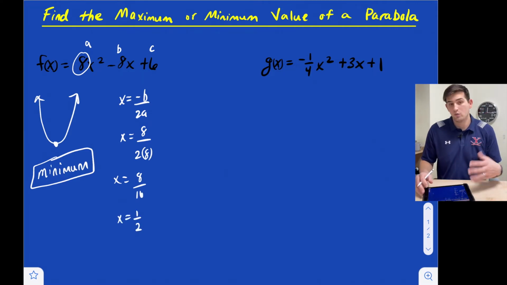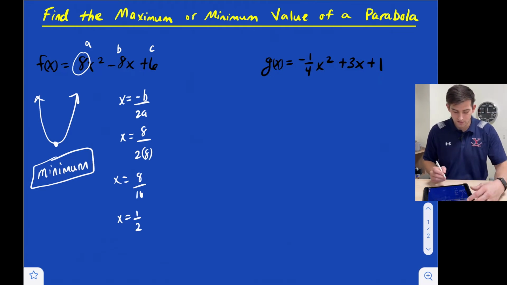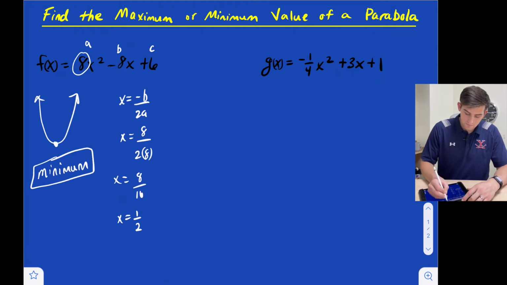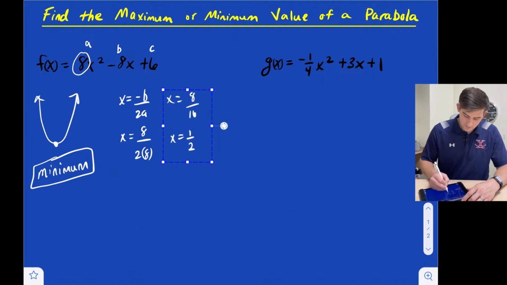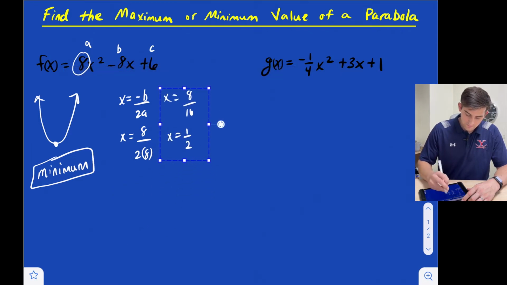Okay? Now, 1/2 is not our maximum, or it's not our minimum. It is the x value. So in order to find the minimum, we have to plug 1/2 into our equation and solve for y. Okay, so let me move these two boxes up here. There we go. So what we are plugging in now is 1/2.